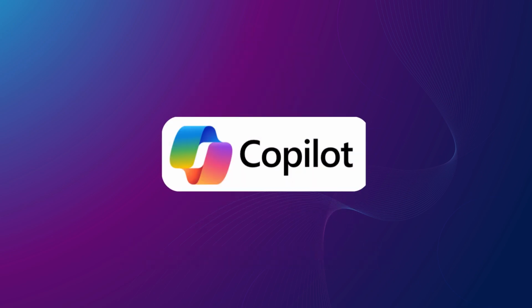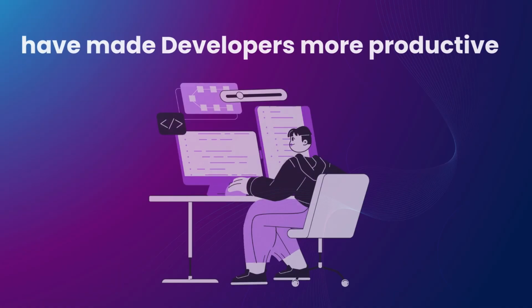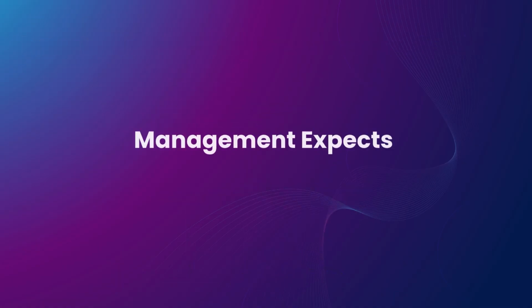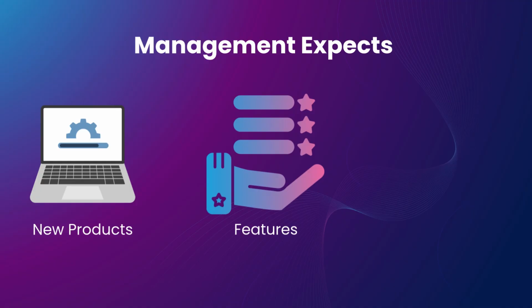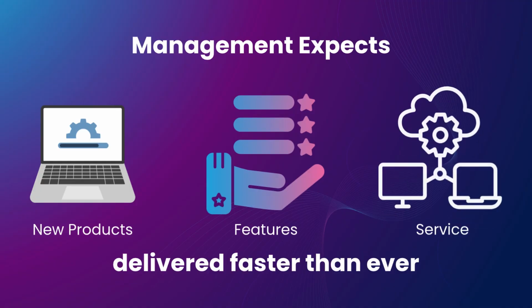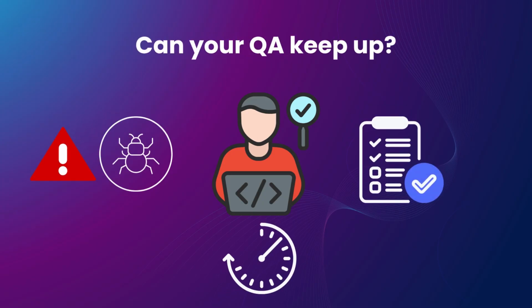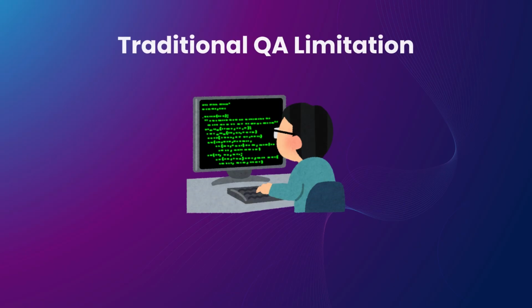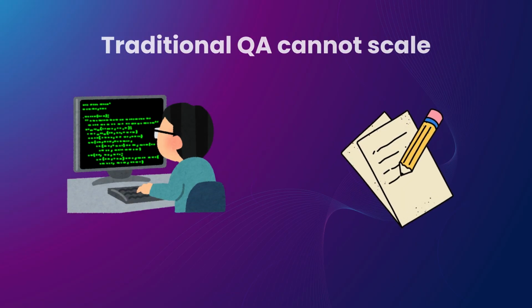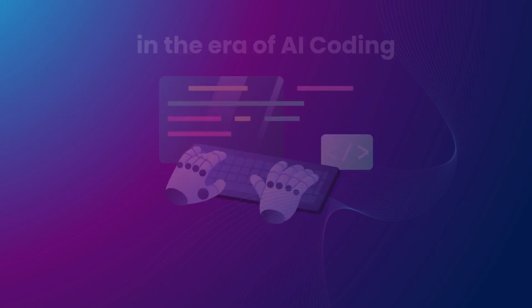AI coding tools like Copilot and Cursor have made developers more productive. Management now expects new products, features, and services delivered faster than ever. But can your QA keep up with this accelerated software development pace? Traditional approaches to software testing simply don't scale in the era of AI-driven coding.